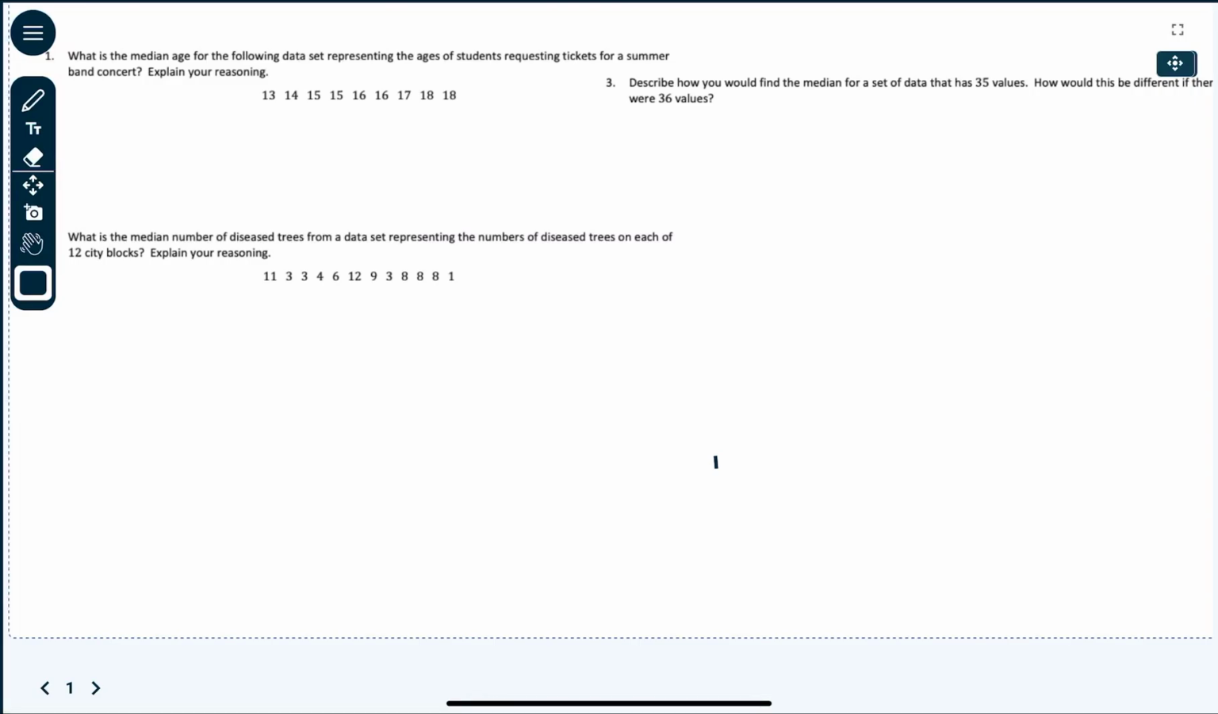Math 6, Module 6, Lesson 12. Number 1 says, what is the median age for the following data set representing the ages of students requesting tickets for a summer band concert? Explain your reasoning. Anybody can tell me the median of this?